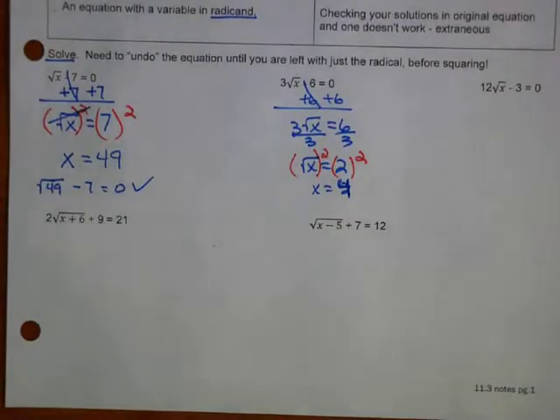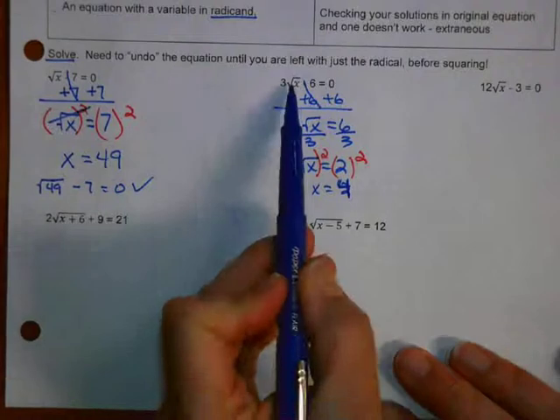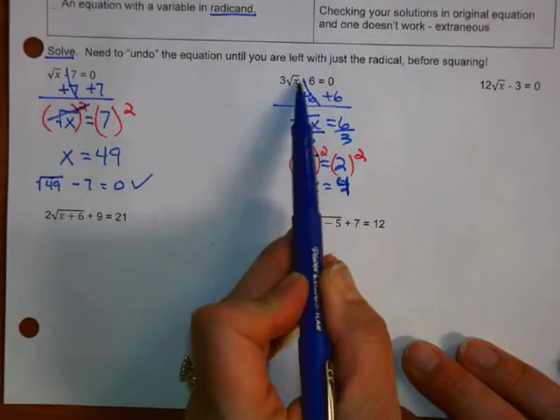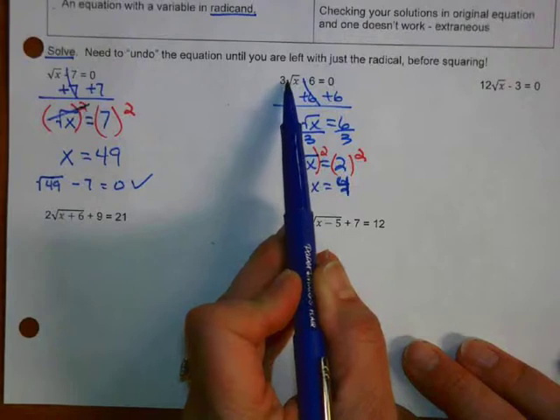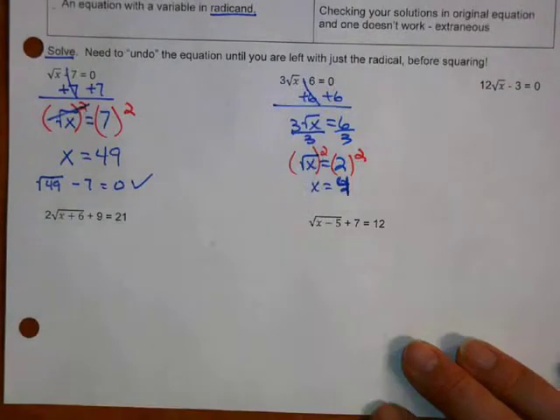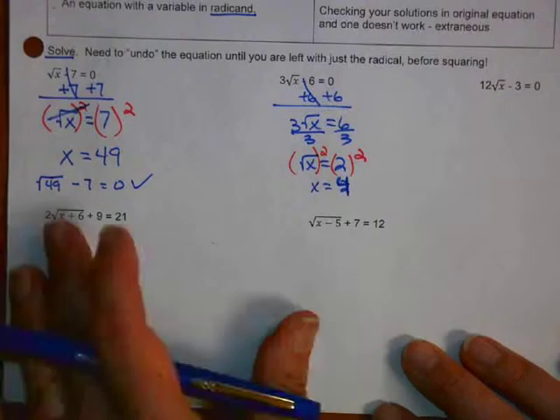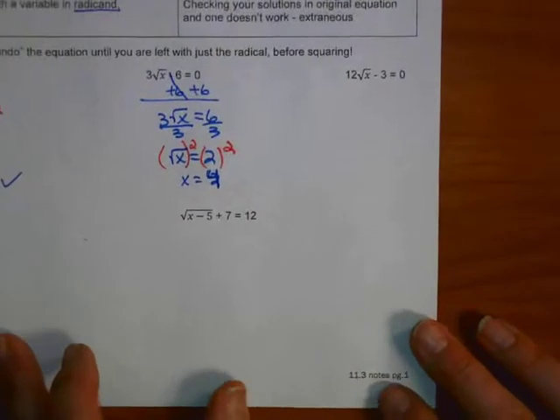Okay. So let's just check it in our head. Stick the 4 back in here. What's the square root of 4? 2 times 3, which is what? 6. Take away 6 is 0. We're good, yes? Okay.